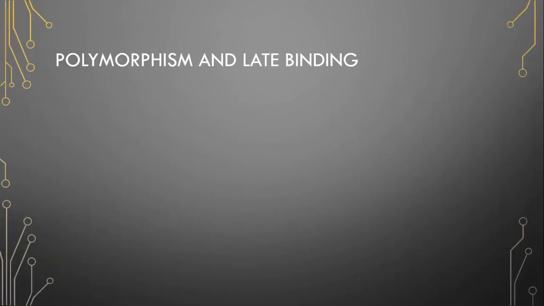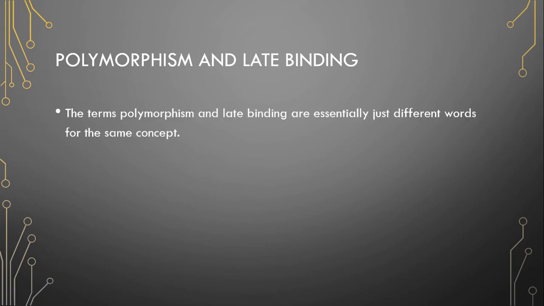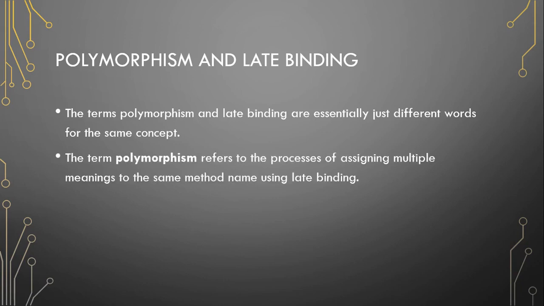All right, let's wrap up here and discuss how late binding relates to our topic of polymorphism, because that's what we're trying to learn, and we just spent a whole lesson talking about late binding. Well, the terms polymorphism and late binding are, for our intents and purposes, essentially just different words for the same concept. The term polymorphism refers to the process of assigning multiple meanings to a method using late binding. That's it. If you look back at our first slide, that's almost exactly the same definition that I gave for polymorphism.